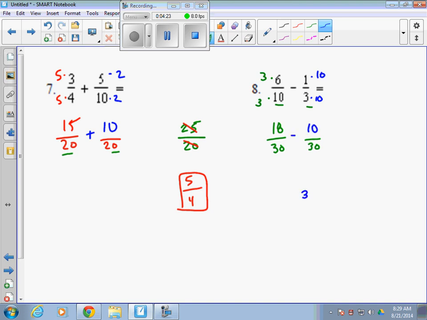You keep that common denominator 30. 18 minus 10 is the number 8. Again, this is not simplified. 2 goes into both of these. 2 goes into 8 4 times, and 2 goes into 30 15 times. 4 over 15 is your simplified version.